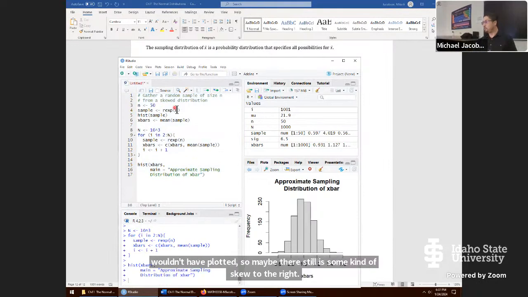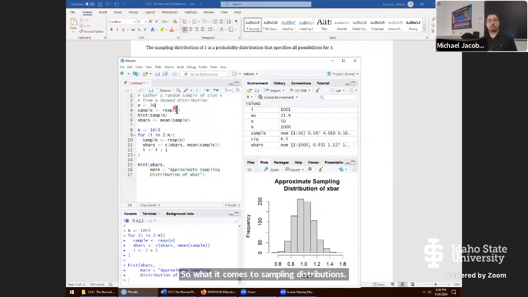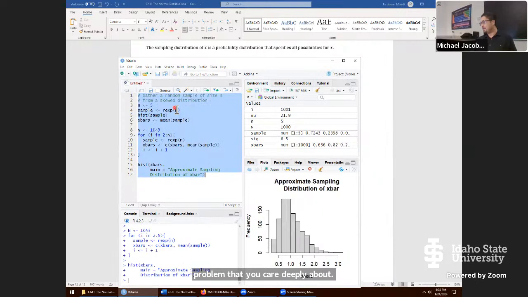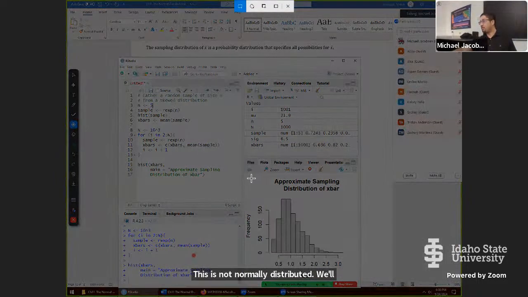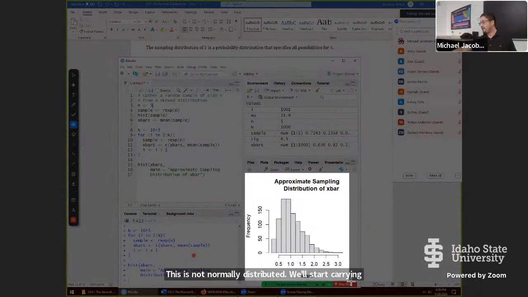So when it comes to sampling distributions, your sample size becomes really, really important. Suppose you didn't have the ability to afford 50 samples in your problem that you care deeply about. Maybe it was just 5. Here's what happens then. Your sampling distribution still contains skew. Our population was way too skewed, along with the sample being way too low in order to use the central limit theorem. This is not normally distributed. But let's start carrying this into the notes and specify what the central limit theorem is now finally trying to say.